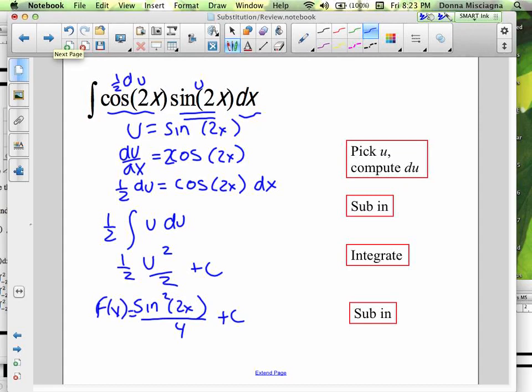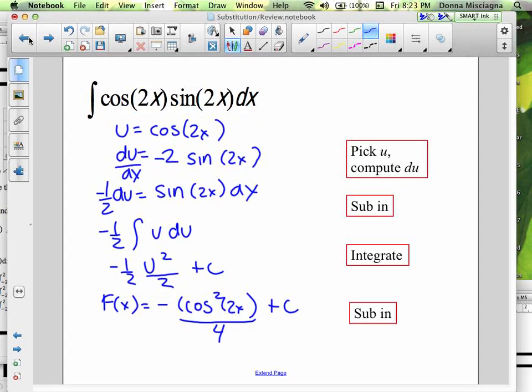It's not. So I got f of x equals sine 2x all squared, divided by 4 plus c. And f of x is negative cosine 2x divided by 4 plus c. I didn't get the same thing. Well, when I said I would get the same thing, I meant when we take the derivative. So let's see if we take the derivative, do we still get the same thing?